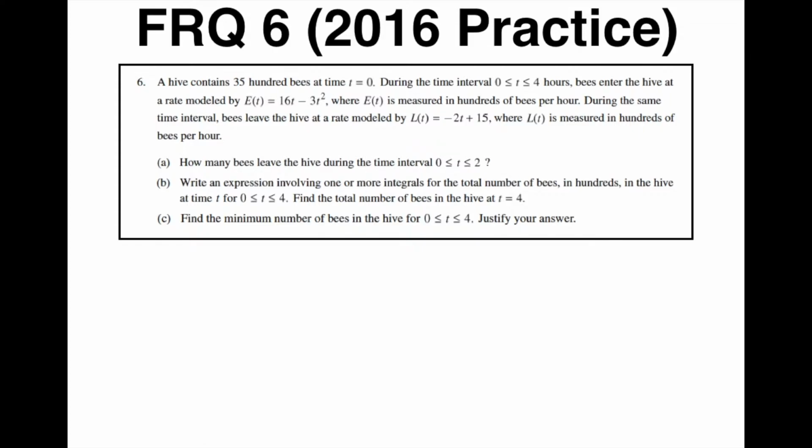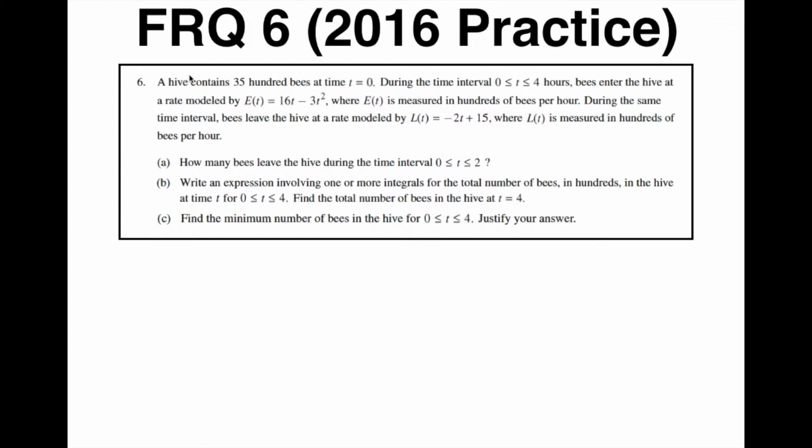Anyway, let's have a look at the introduction to the question. A hive contains 3,500 bees at time t equals 0. During a 4-hour time span, bees enter the hive at a rate modeled by E, where E is measured in hundreds of bees per hour. During the same time interval, bees leave the hive at a rate modeled by L, where L is also measured in hundreds of bees per hour.